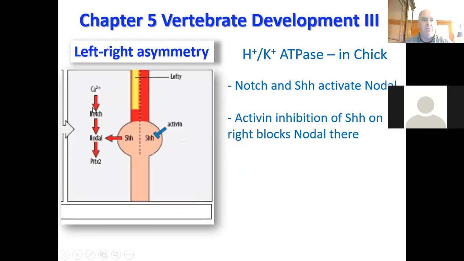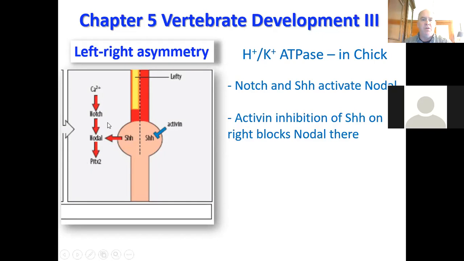So you've got nodal being, before nodal, notch. Serrate and jagged, I think it's jagged, are ligands for the notch receptor. And they get expressed because of that calcium, so you get notch signaling. Notch signaling causes nodal signaling. Sonic hedgehog signaling also helps to increase nodal signaling. And this high nodal signaling causes an upregulation of the transcription factor PITX2, and that's going to make this left.